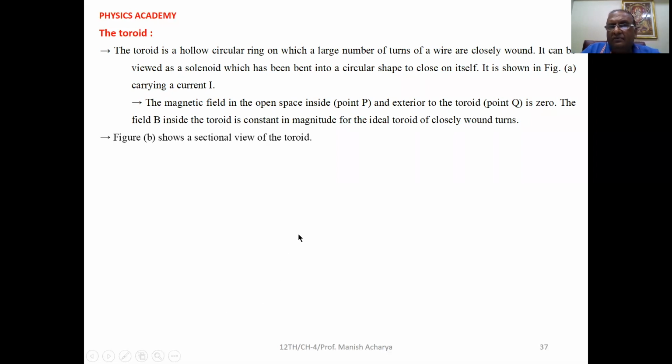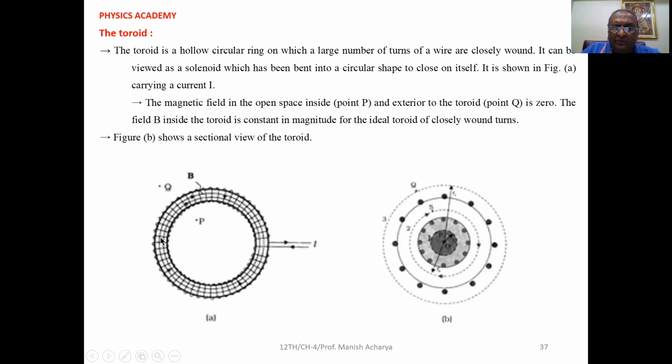Now, as shown in this figure, this one is the toroid and figure B shows the cross section of it. Outside the solenoid as well as outside the toroid, the magnetic field is zero. Outside means here, point P is outside the toroid, point Q is outside the toroid. So at any such point, the magnetic field is zero.